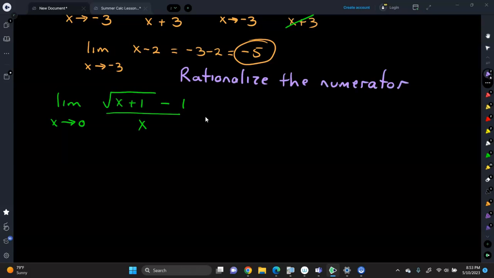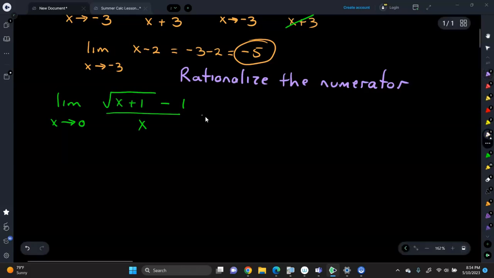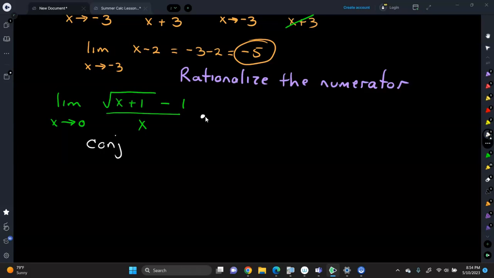Okay? If we have to, we can rationalize the denominator also. And we do this by multiplying by one of my favorite words. Remember this? Multiply by the conjugate. Yeah. Pull out the conjugate. Got to multiply by the conjugate. Okay, so what is the conjugate?